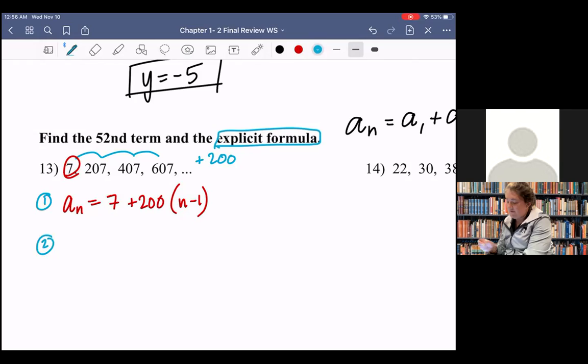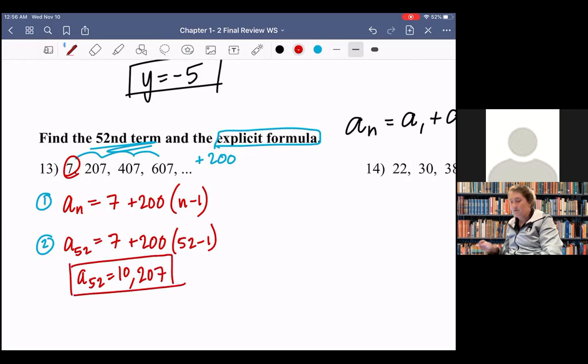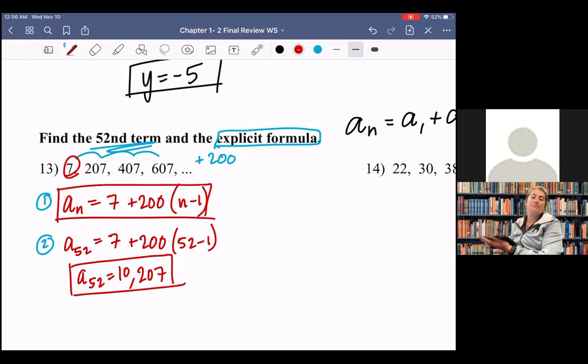Then to get the 52nd term, because that's what it asks for, I say a 52 equals 7 plus 200 times 52 minus 1. I'm going to put that in my calculator. So let's see what we got here. 7 plus 200 times 51 is 10,207. So a 52 equals 10,207. Nice. So that's an answer, and this explicit formula was an answer as well.